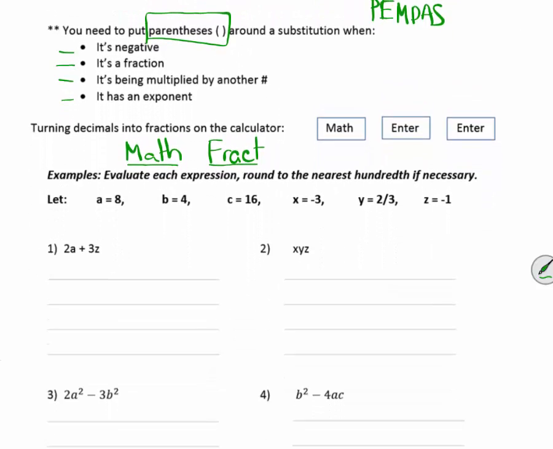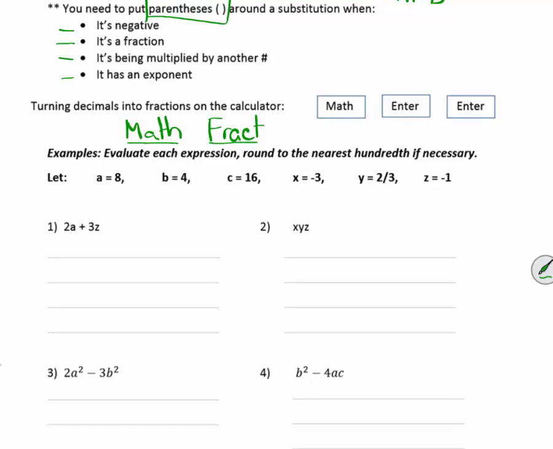So we're going to start off a little old school and actually show all of our steps here. We have these variables with our values. Notice some of them are fractions. And I want to know, what's 2a plus 3z? So I'm going to put the 8 instead of the a. So this is 2 times 8 plus 3 times -1. I'm putting it in parentheses because if you did it on the calculator, that's how we'd want to see it. So 2 times 8 is 16, 3 times -1 is -3, and then 16 plus -3 is 13.